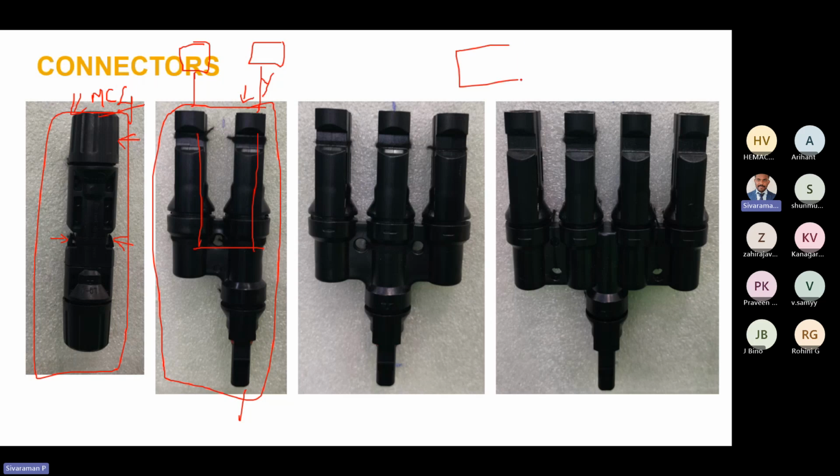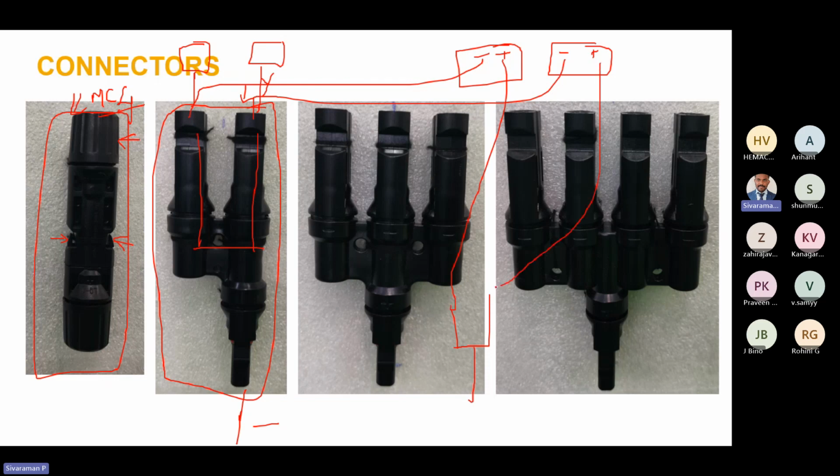For example, these are two panels, shown for simplicity: negative, positive, negative, positive. The first negative comes here, the second negative comes here, so the common negative will go from here. Similarly, one more Y connector will be there for positive. The first panel's positive comes here, the second panel's positive comes here, and then this will be the common positive. This common negative and positive will go to the inverter or the DC-DB in between. So this is for two panels.